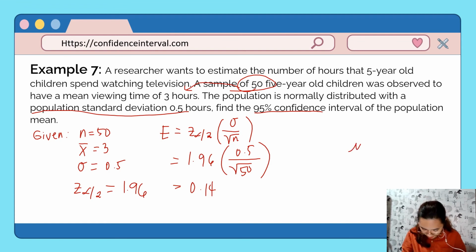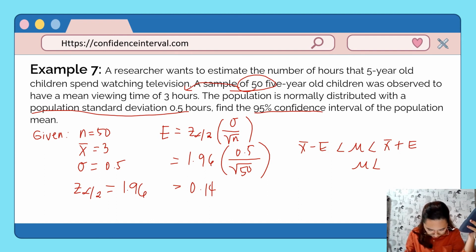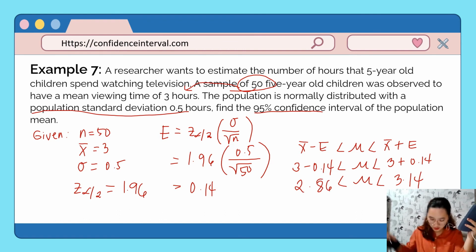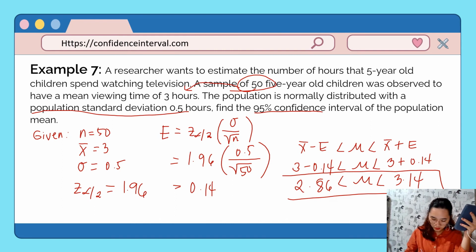Ngayon, construct na po natin yung ating 95% confidence interval estimate. So, the range of values is between 3 plus 0.14 and 3 minus 0.14. Of course, ang upper limit po natin is 3.14. While ang ating lower limit is around 2.86. Ayan. So, ito na po yung ating interval.